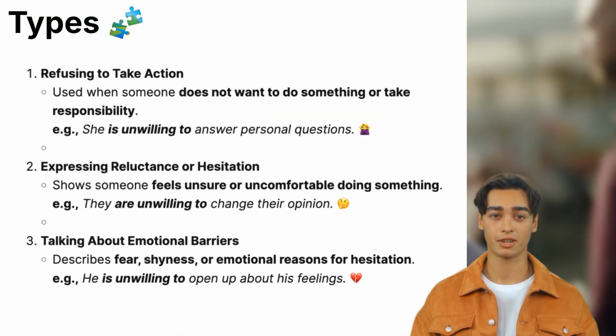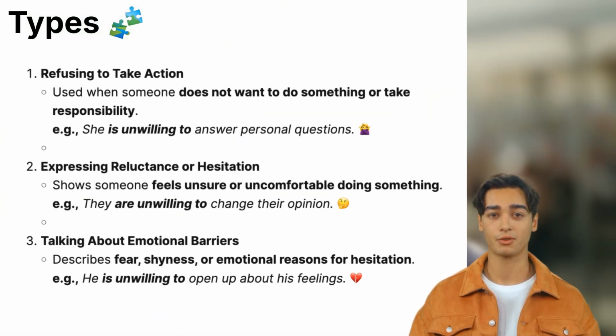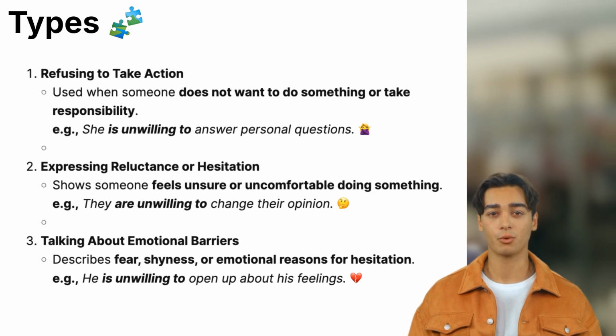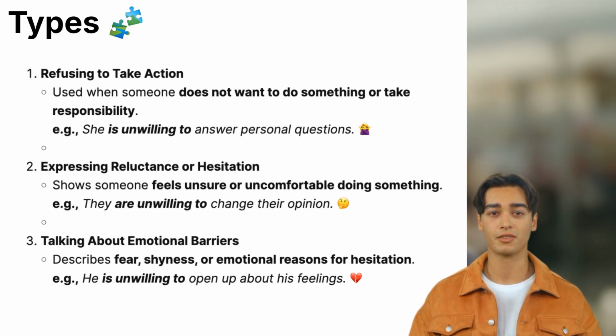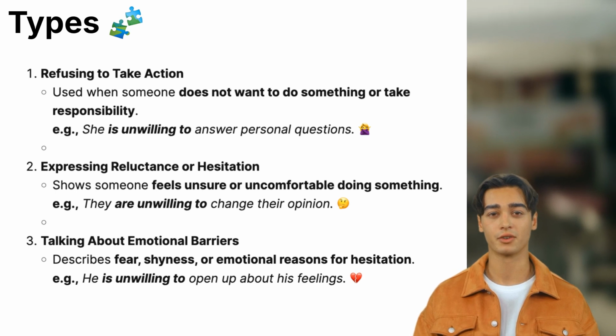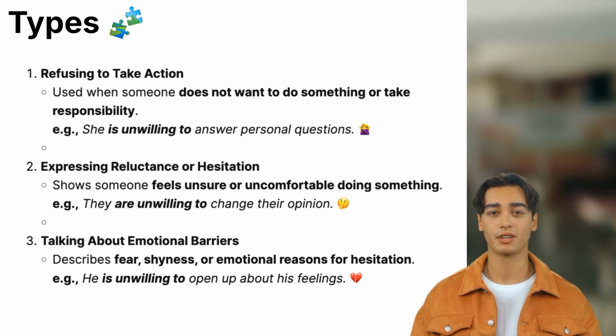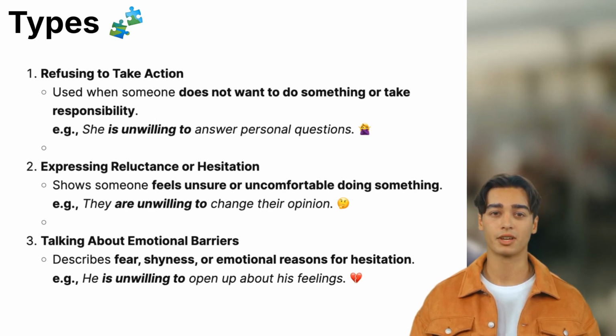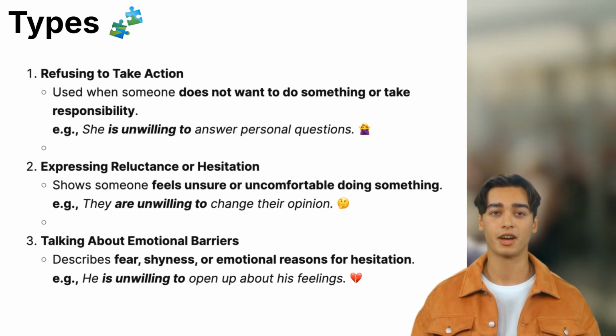In this section, we'll explore common ways to use be unwilling to with clear explanations and examples. Let's get started. 1. Refusing to take action. Use be unwilling to when someone does not want to do something or refuses to take responsibility. Example: she is unwilling to answer personal questions. This means she refuses to answer because she doesn't feel comfortable. More examples: he is unwilling to admit his mistake. They are unwilling to participate in the discussion.